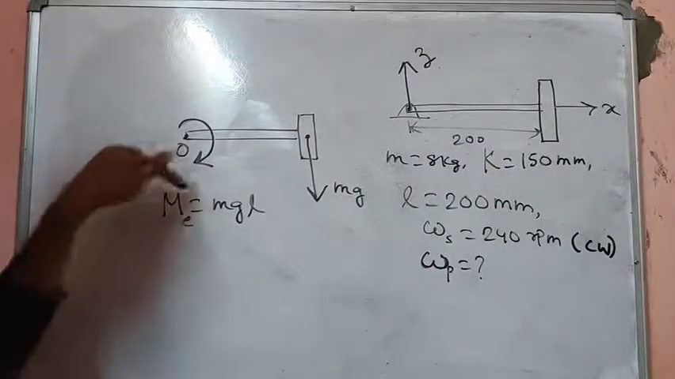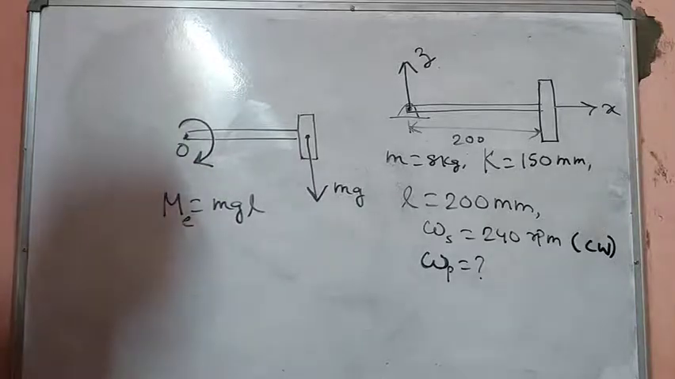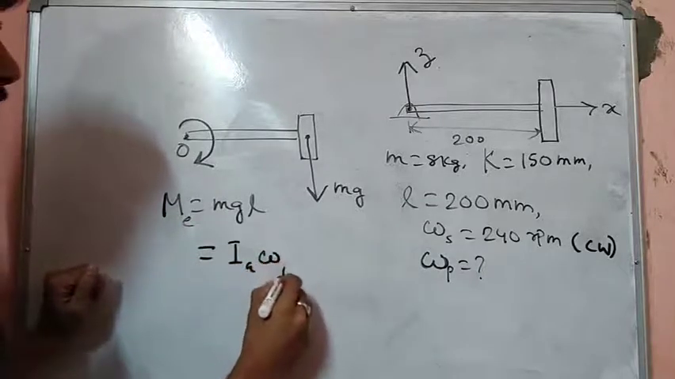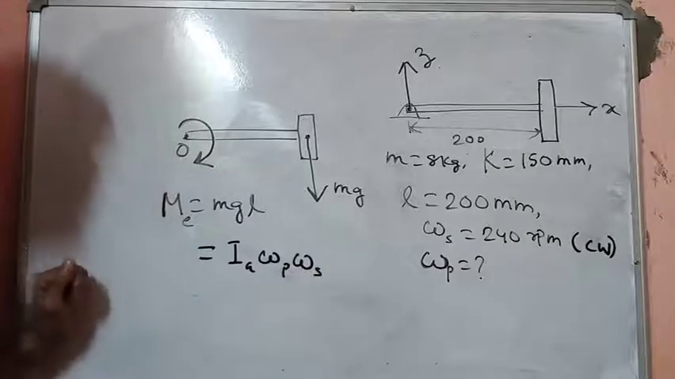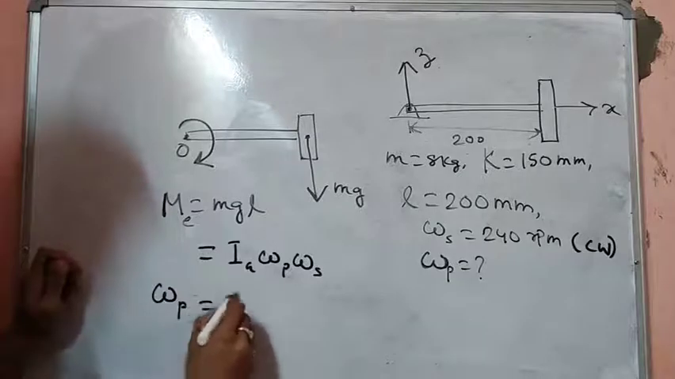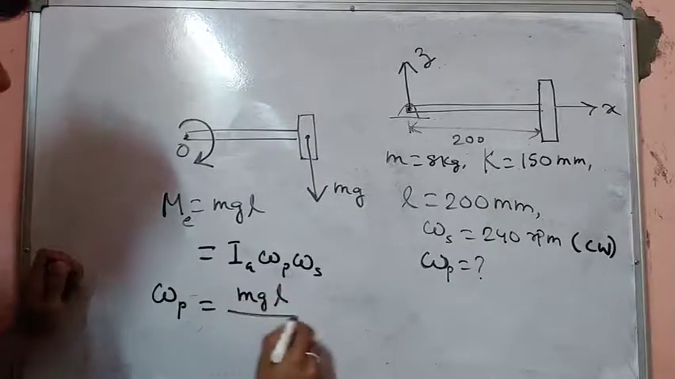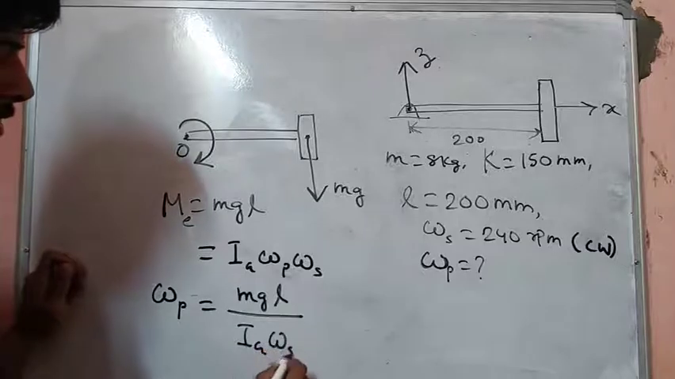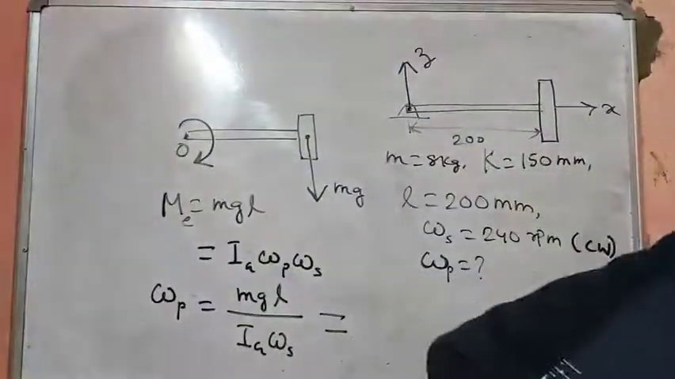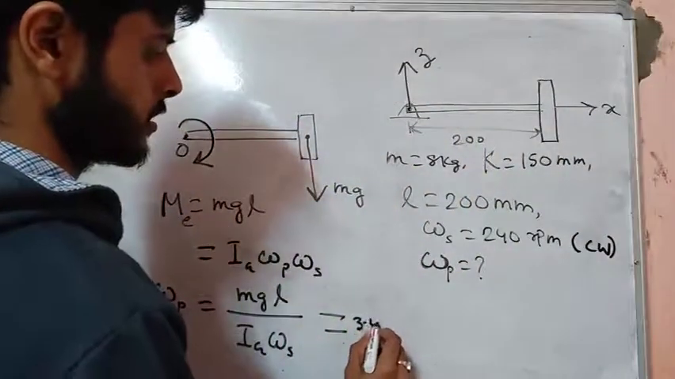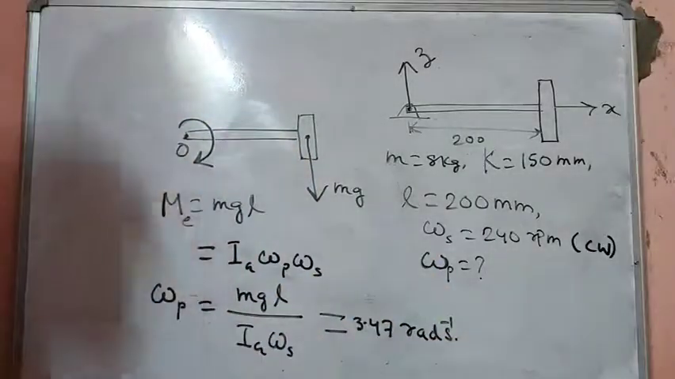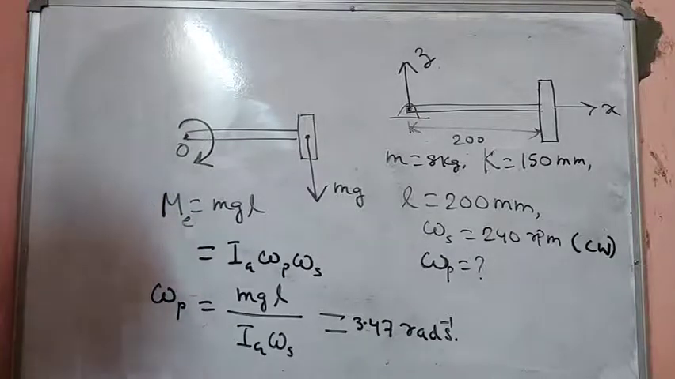This is the externally applied moment in the clockwise direction. This externally applied moment creates the gyroscopic effect, so it should be equal to Ig omega p times omega s. From this equation we can find the magnitude of the precession as mgL divided by Ig into omega s. After substituting all the values, we get the precession to be 3.47 radians per second. So this is the magnitude.